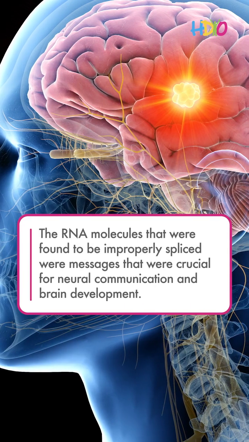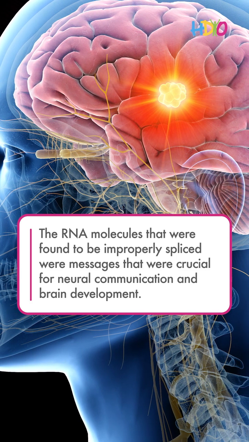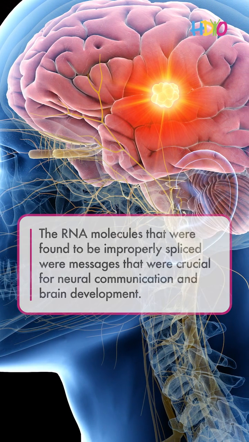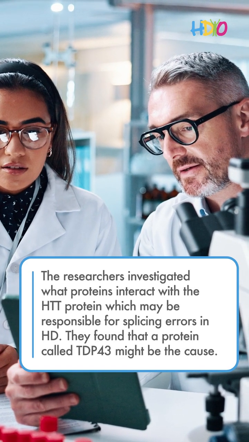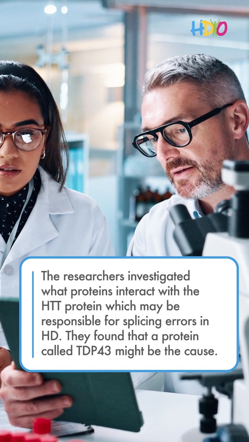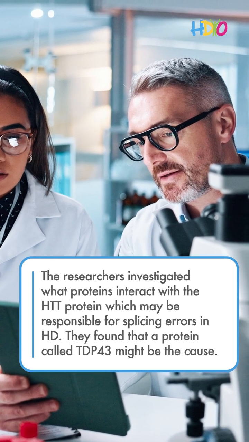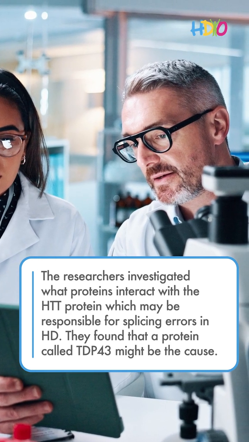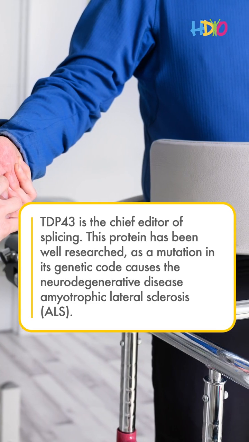The RNA molecules that were found to be improperly spliced were messages that were crucial for neural communication and brain development. The researchers investigated what proteins interact with the HTT protein, which may be responsible for splicing errors in HD. They found that a protein called TDP43 might be the cause. TDP43 is the chief editor of splicing.